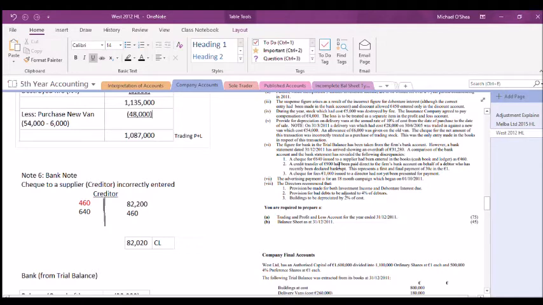The first one we have here, so a check for 640 was issued to a supplier, had been entered into the books as 460. So we sent a check to a supplier. A supplier is a creditor. If I send a check to a creditor, it means that I'm reducing the amount that I owe them because I owe money to creditors. If you send them money, then obviously you owe them less money. My creditor balance is 82,200.